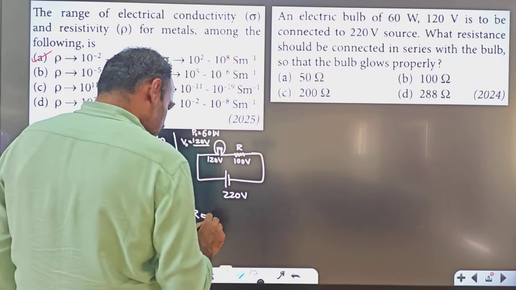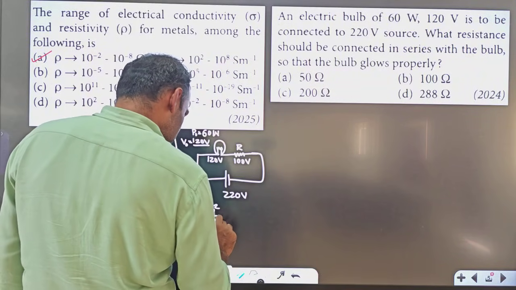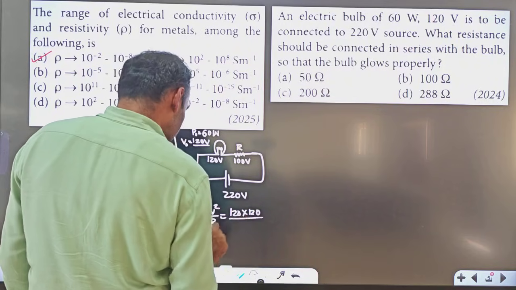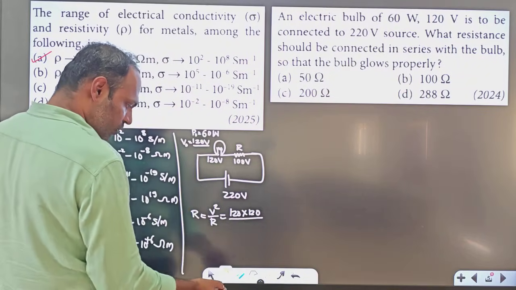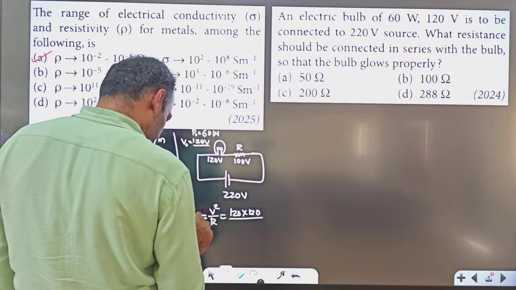The formula: power is equal to V squared divided by R. What is V squared? 120 into 120. Sorry, power is equal to V squared divided by R. Power is equal to V squared divided by R.